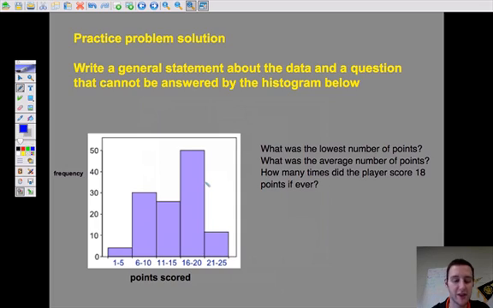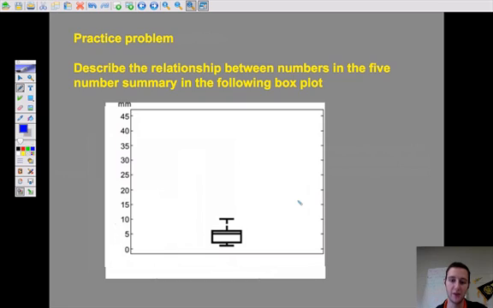General statements that you could say about the histogram, you could say, for the most part, the player had more games with 11 or more points than they did with 10 or fewer. You could say the player had most of their games between scoring 16 to 20 points. You could say something about the number of times that they scored just 1 to 5 points being very low compared to the rest. Okay, so some just sort of general statement like that.